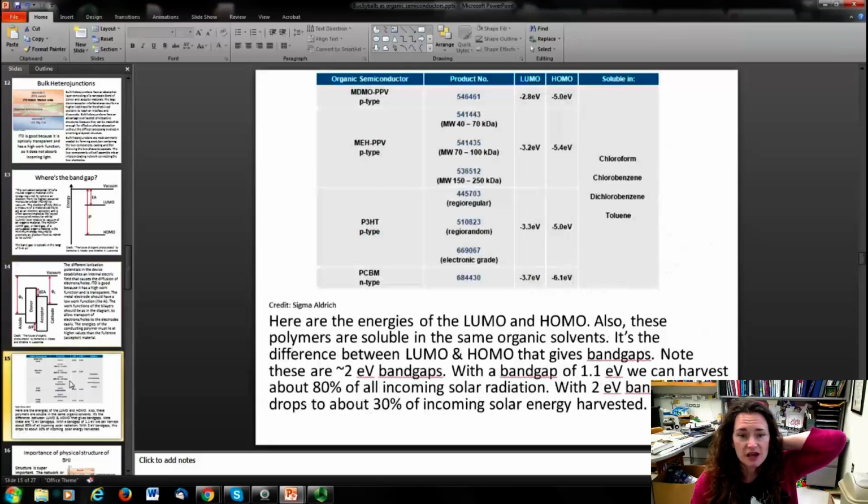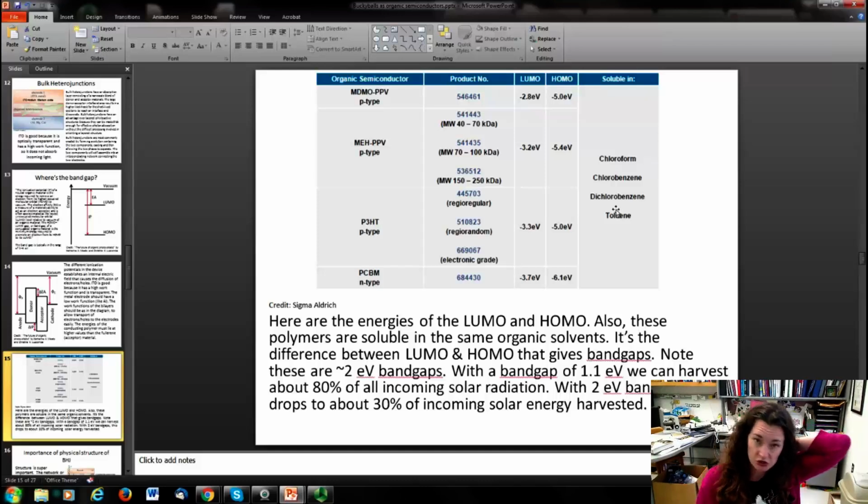So this is a plot of a table from Sigma Aldrich, and it shows you whether it's a p-type or n-type material, and also what the energies of the LUMO and the HOMO are. These are polymers that are soluble in the same organic solvents. So you take your polymer, whatever you've ordered, and dissolve them both in something like chloroform, and then you've got it blended and mixed.